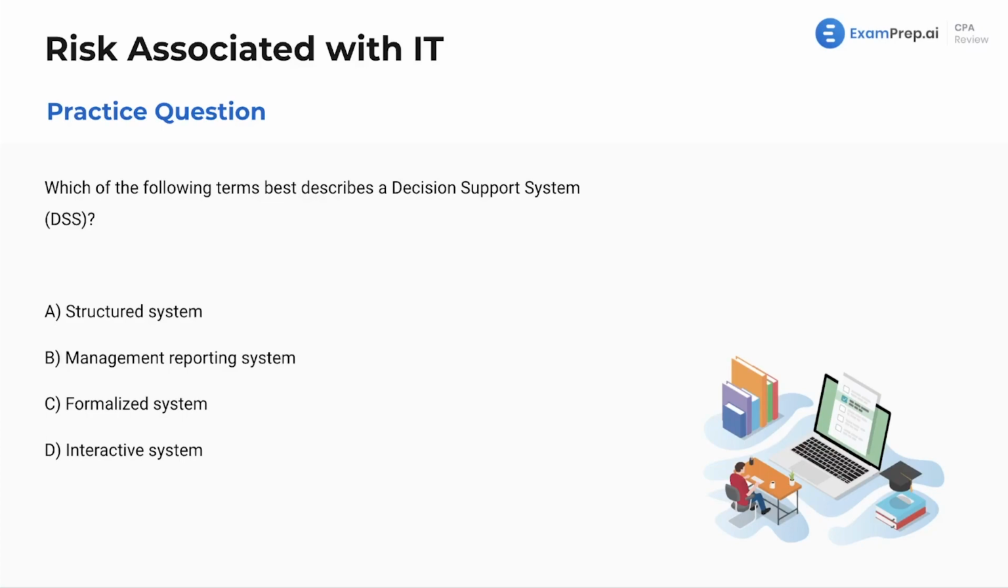Now, is it formalized? Is it a management reporting system? Is it interactive, formalized? Honestly, the best I have here for you, it could be management. It could, if it was an executive one. A decision support system may be management, but unless it specifies that, we can't assume. That's why I'm going to cross off letter B. If it said it's an executive support system, yeah, sure, then I would probably put that.